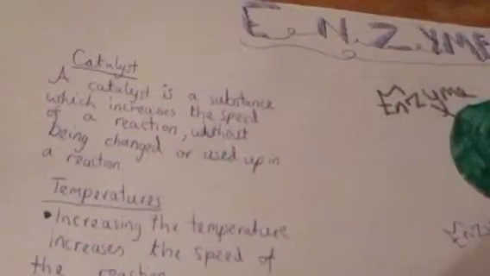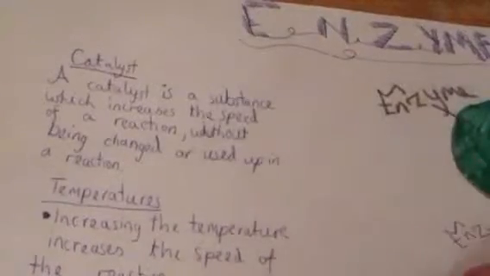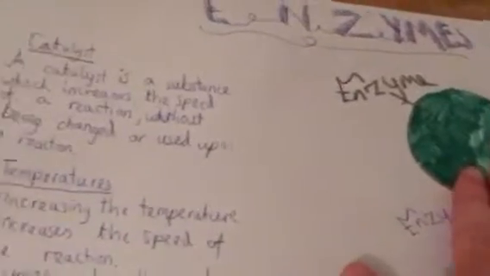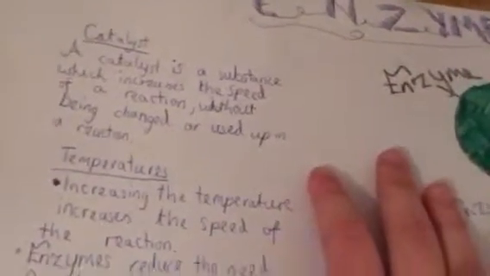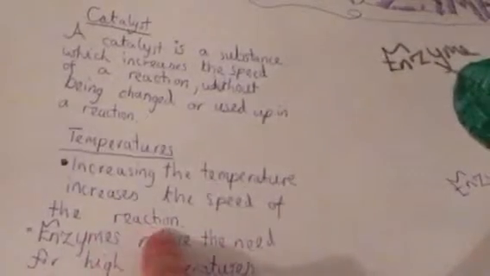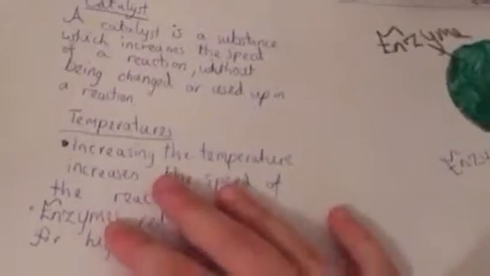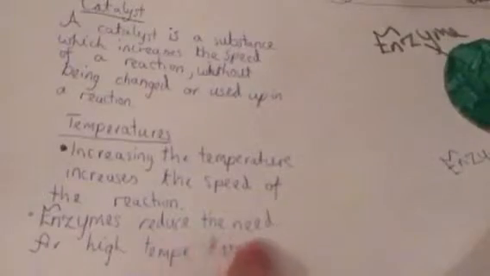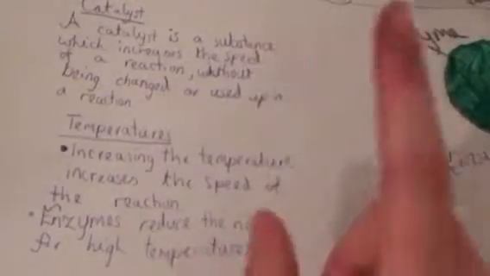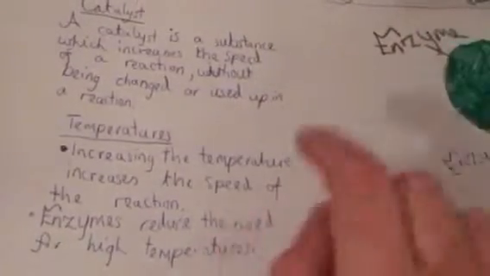Enzymes are basically made of proteins, which are amino acids connected, and they form an enzyme. I'll explain more about that later. So, temperature. When you increase the temperature, it increases the speed of the reaction. I'll get to that in a second. Enzymes reduce the need for high temperatures. Also, enzymes have an optimum temperature. If it's too high, their bonds will break.